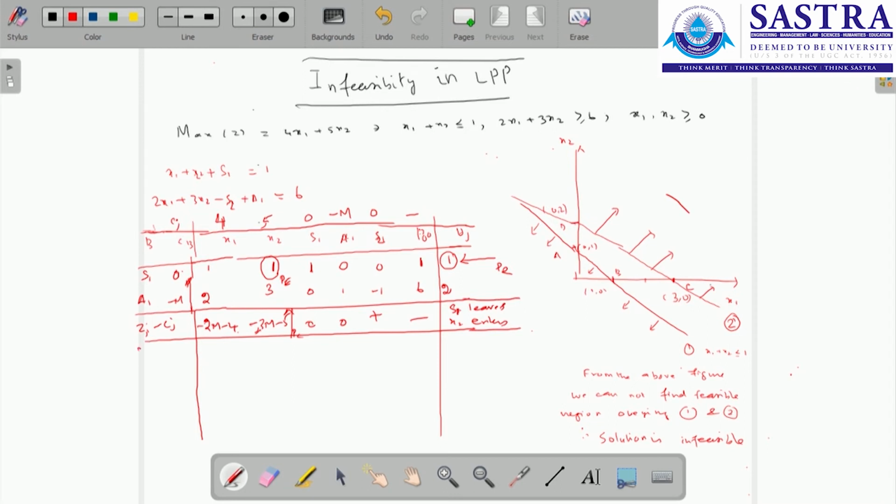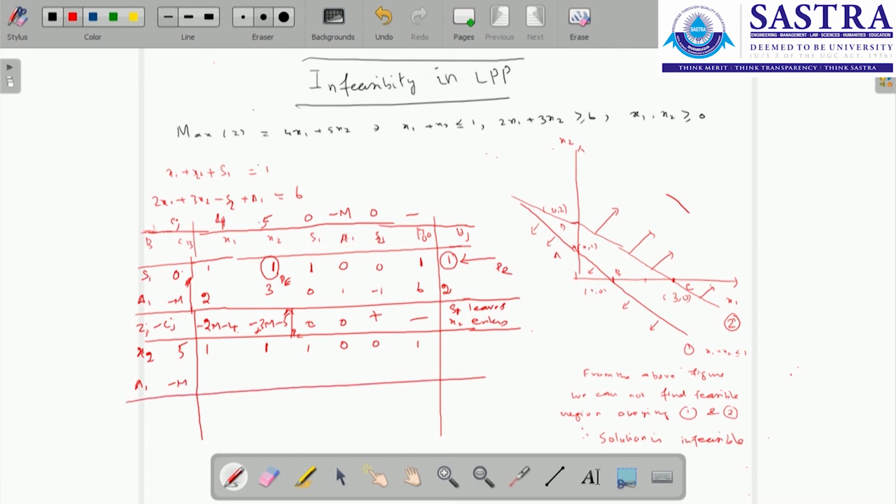Now I write x2 here, whose cost in the objective function is 5. Now I have to divide the old pivot row by the pivot element. Pivot element is already 1, so I can divide directly. 1, 1, 1 by 1, once again 1, 1, 0 by 1, 0, 0 by 1, 0, 1 by 1, 1. But for S1 we will have A1 there. So for A1 the cost is minus M.